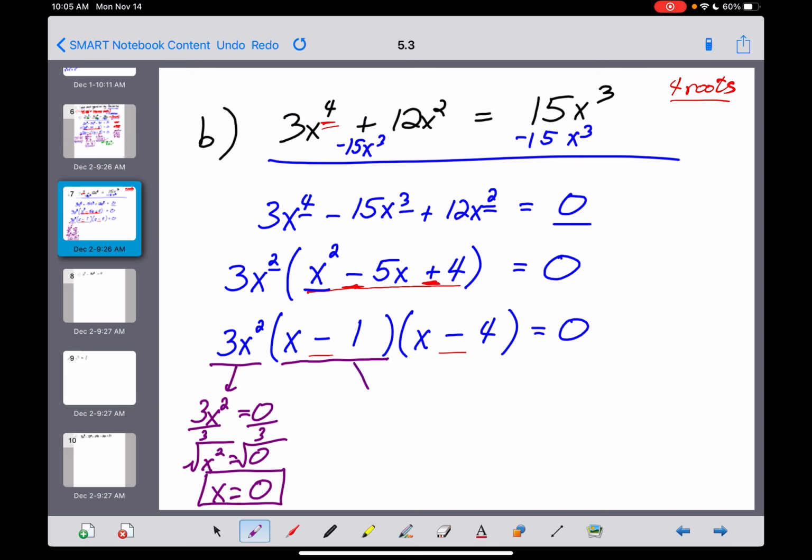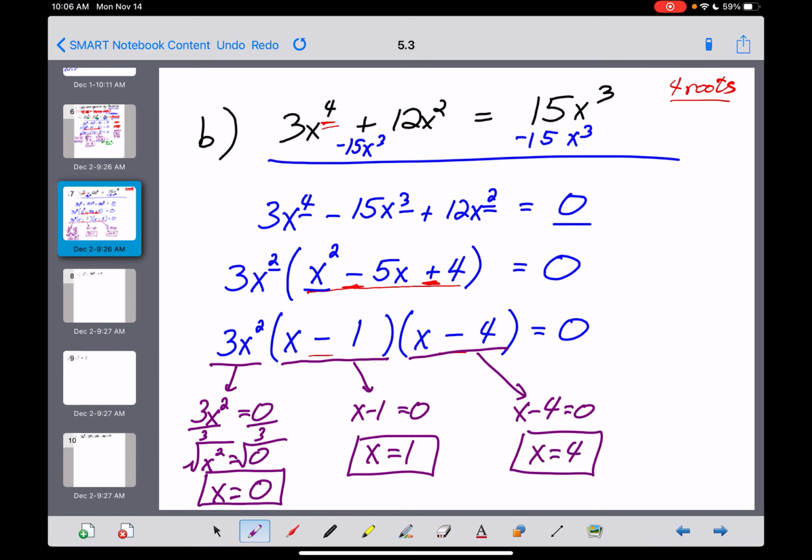Now our second factor right here, x minus 1, we would set that equal to 0, bring the 1 to the other side, and get x equals positive 1. Got it. And our third and final factor right now, we'll set x minus 4 equal to 0 and solve, add a 4 to both sides, and we'll get x equals 4. Now, right there, guys, that's everything that we've come up with. Those are all of the roots of this equation here that we were able to find.